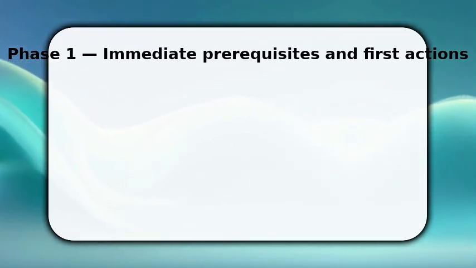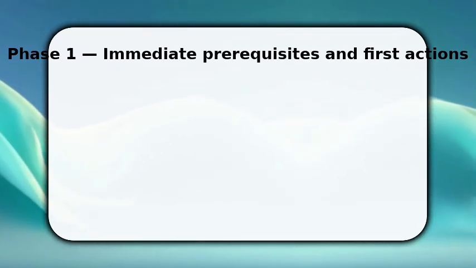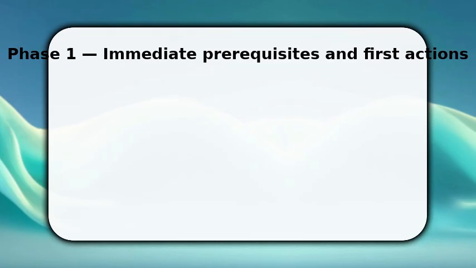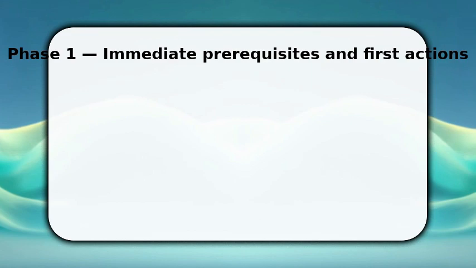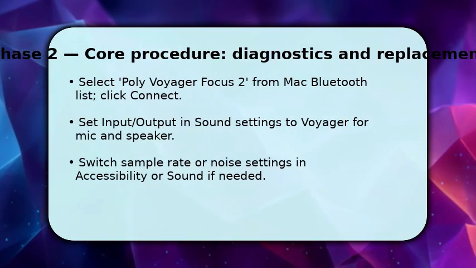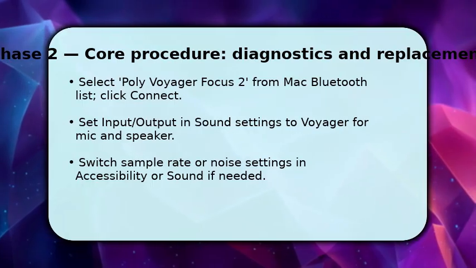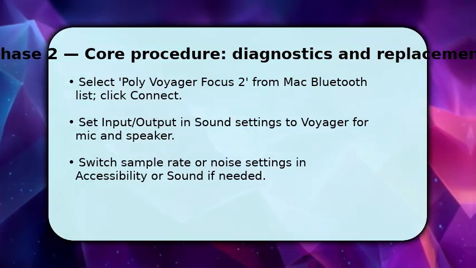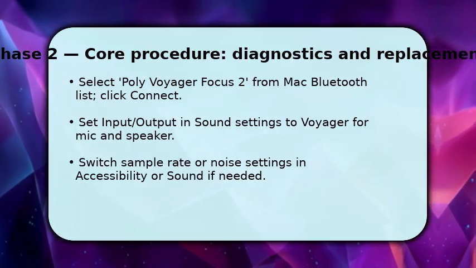Make sure no other Bluetooth audio devices are connected and quit apps that monopolize sound, because once the Mac scans, it will need an available audio profile to attach to the headset. Next, locate Poly Voyager Focus 2 in the Mac Bluetooth list and click Connect. You may see separate profiles for hands-free and high-quality audio. Choose the high-quality profile for media and hands-free for calls.